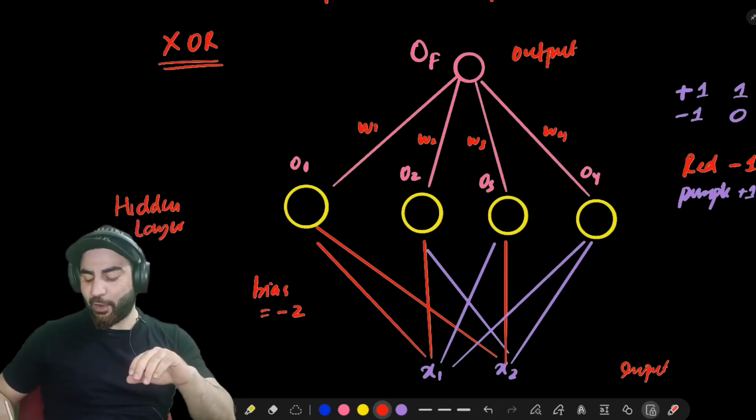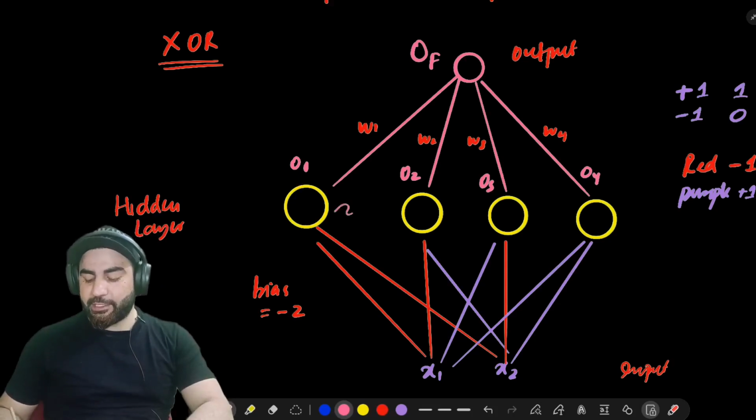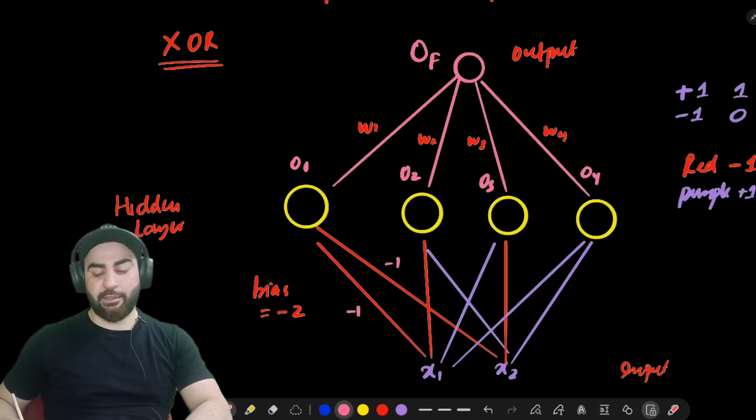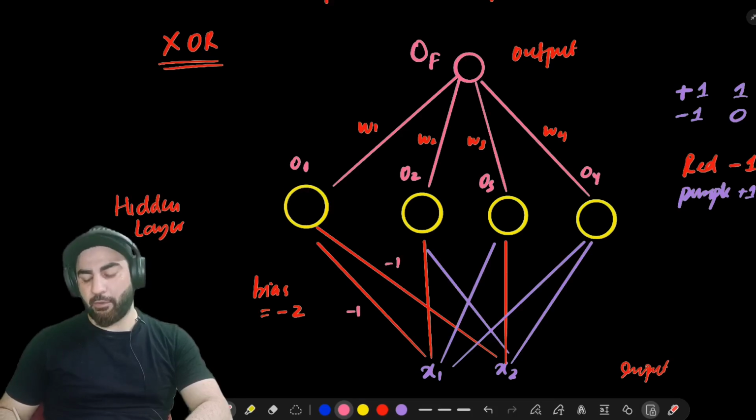Okay, now I'll tell you why. Why will it model XOR? Let's suppose this. When will this neuron be activated? If the bias is -2, then when this is -1 and this is -1, only this neuron will get activated. So you will only have one neuron activated.